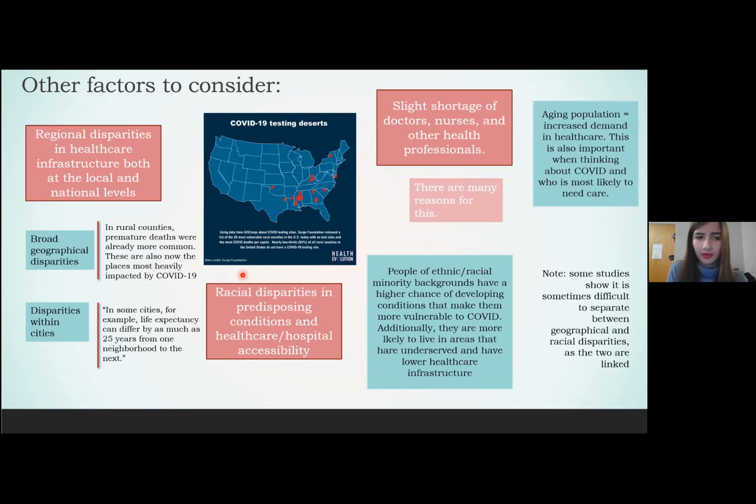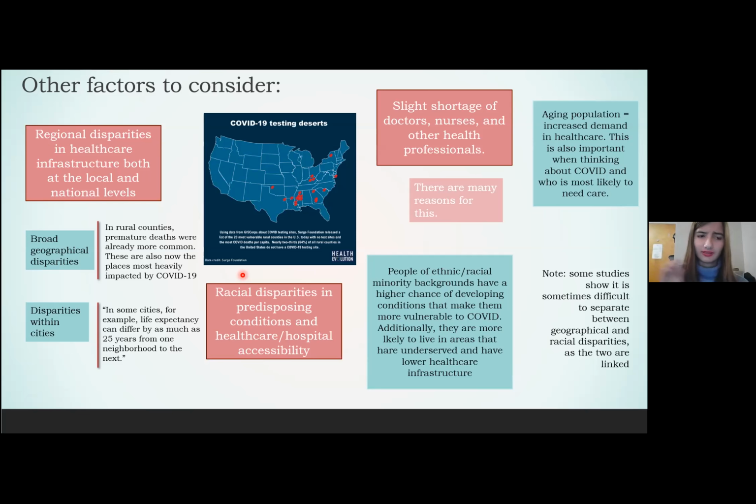And then there's also a lot of disparities between cities. In some cities, life expectancy can range by as much as 25 years from one neighborhood to the next, which means that some areas in a city can have a lot of accessibility to healthcare and other areas not as much. And there's a lot of reasons for this, including whether the people in a certain neighborhood feel comfortable going to their local hospitals, whether they're working overtime and can't access the hospitals or a doctor because they just don't have the time to go and get checked for whatever reason.